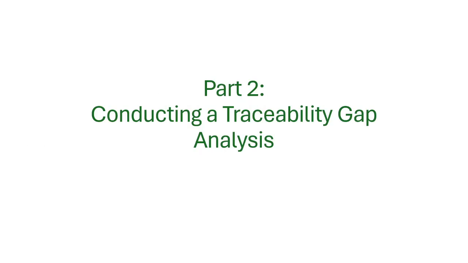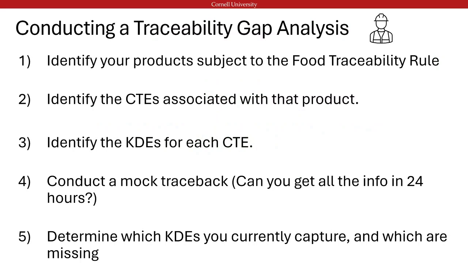So now moving on to part 2. Here we'll be conducting a traceability gap analysis. And so we'll be doing a case example of a bagged salad mix. In moving towards getting your operation FSMA 204 compliant, doing a traceability gap analysis is a great first step.